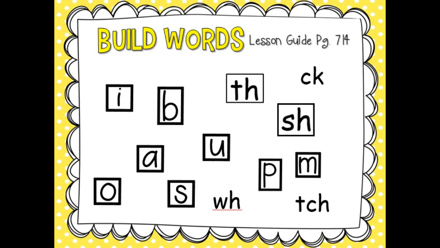Our next activity is building words. It's found in the lesson guide on page 214. You can take a look at the screen. These are the letter tiles that you'll need for this activity. Pause your lesson and gather these letter tiles, and we will begin. Now that you're ready, we're going to build words with the letter tiles you see here on the screen. I'm going to say the word, and you use your letter tiles at home to build the word.